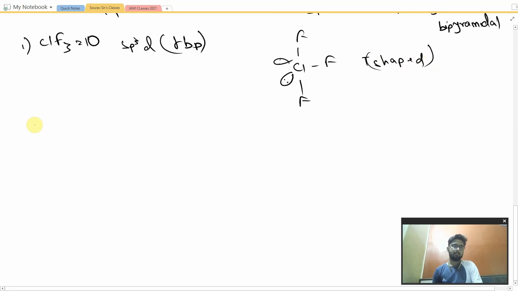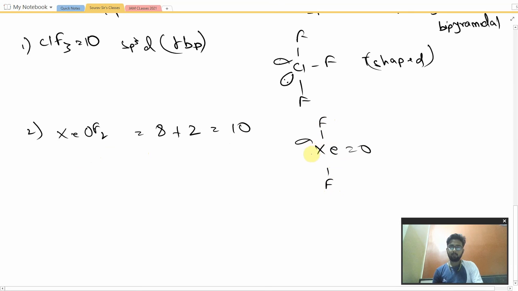Let us look at the next structure, that is XeOF2. Xe has 8, plus O is considered 0, and F2 gives 2. So 10 electrons. Here also we will get a TBP structure. The structure would be Xe, F, F, double bond O, and two lone pairs. Here the shape would also be T shaped.